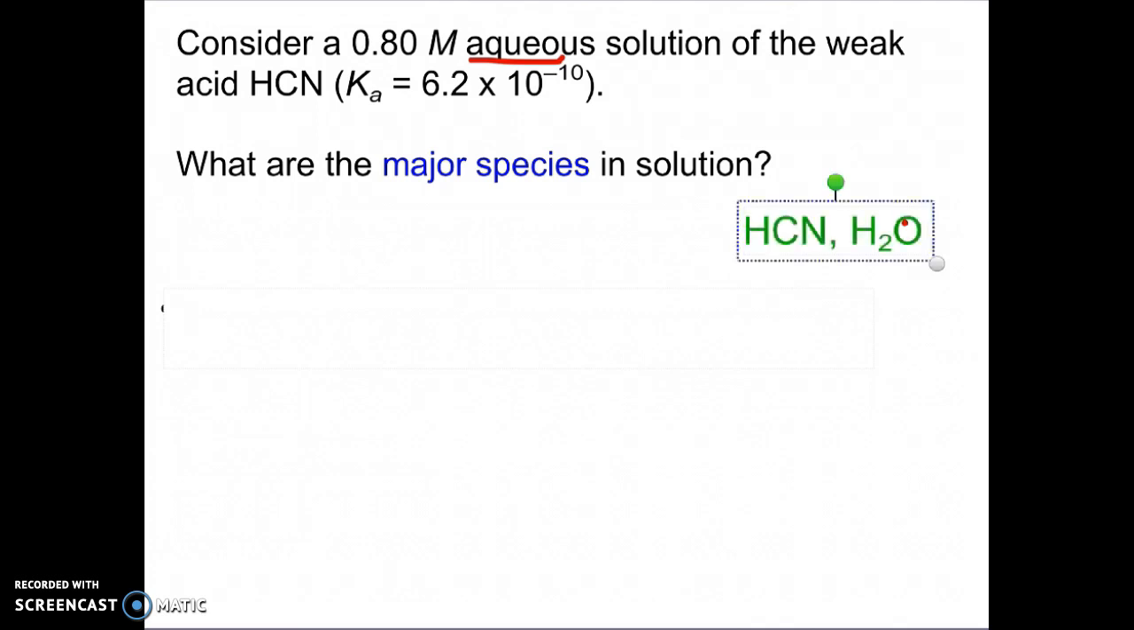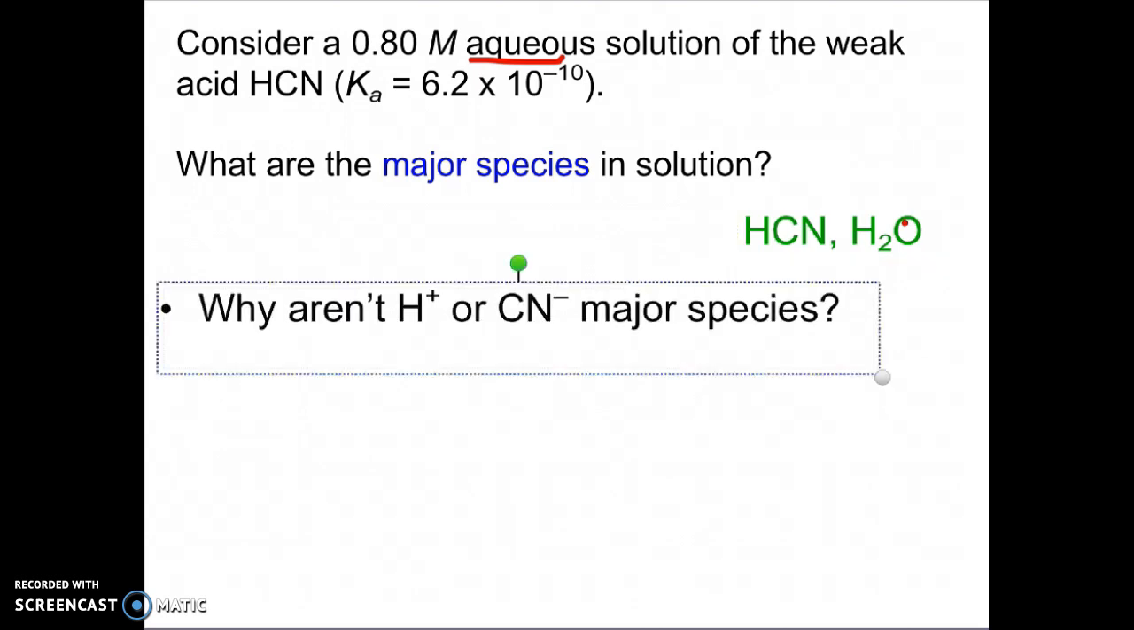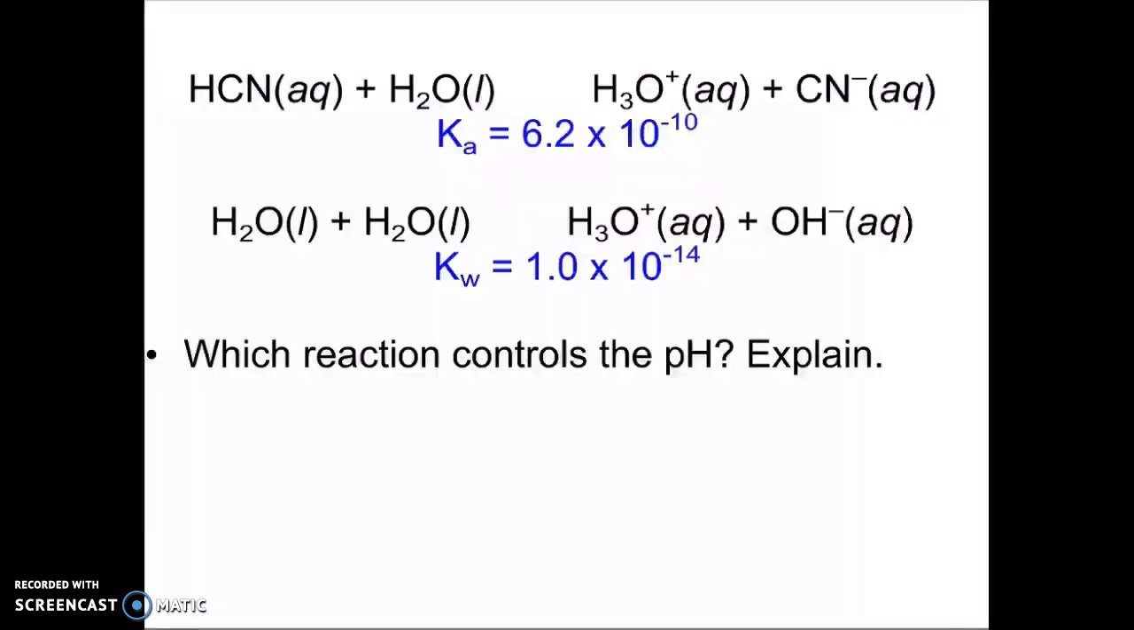Do you have down HCN and H2O? Those are the major species in solution. Why is an H+ or CN- not a major species in solution? Well, the reason is that HCN is a very weak acid and there is not very much dissociation going on. So you have to keep that in mind when we're working with these acid-base problems.